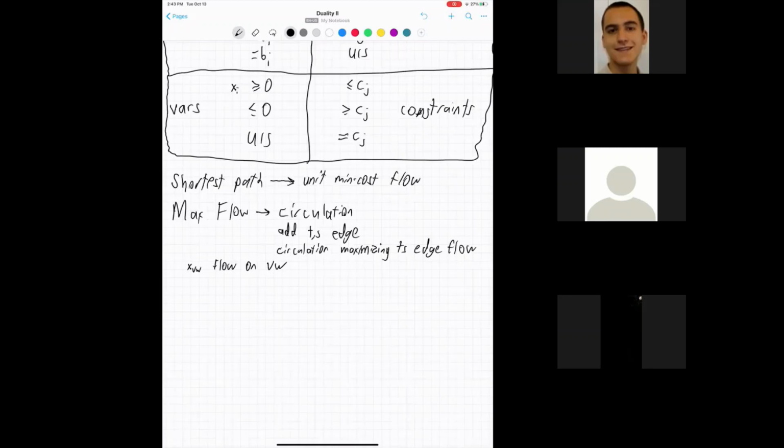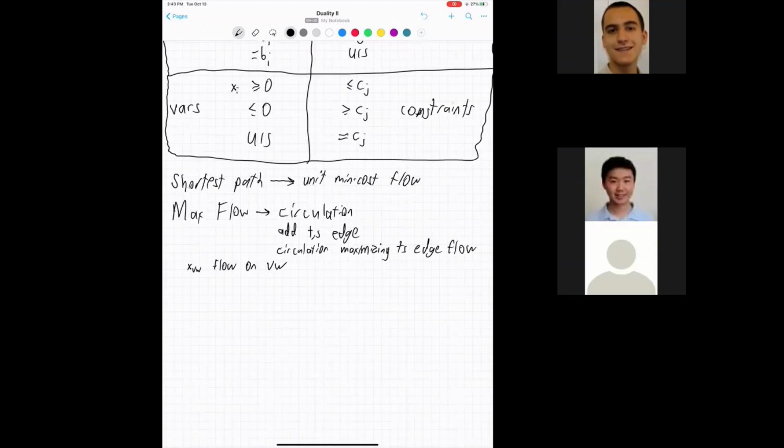All right, and can people tell me what this linear program is going to look like? What's the objective function? Max XTS.